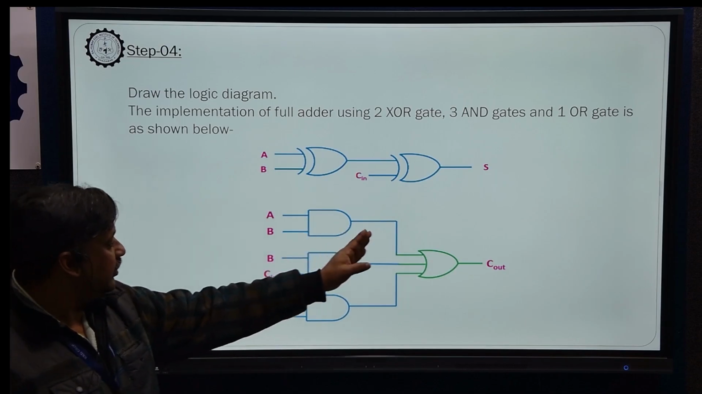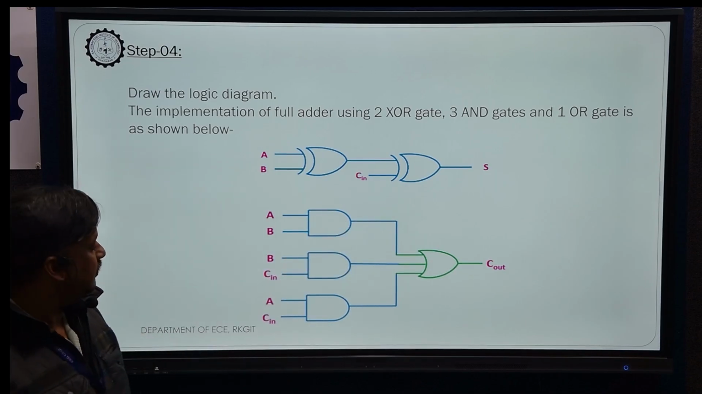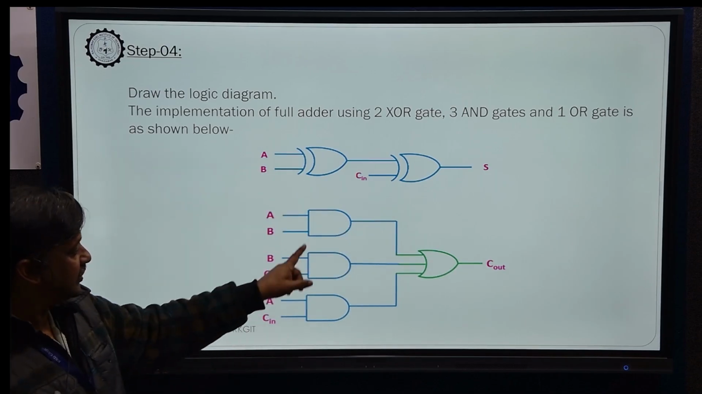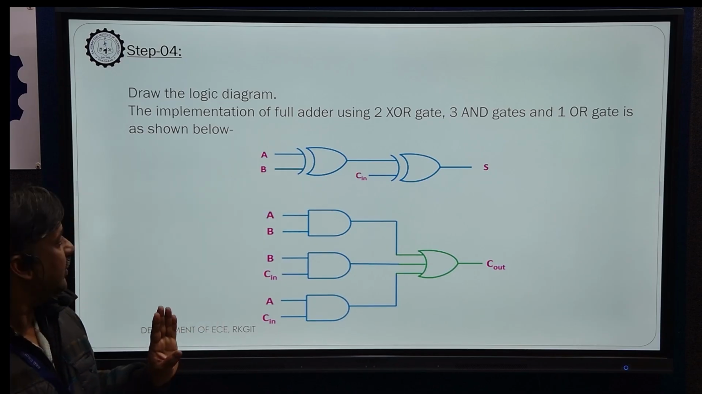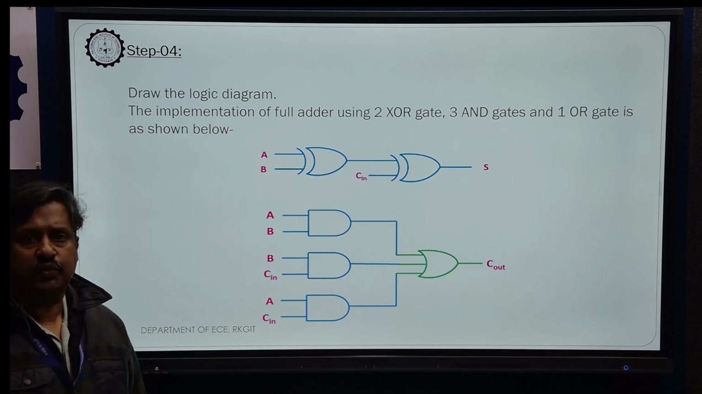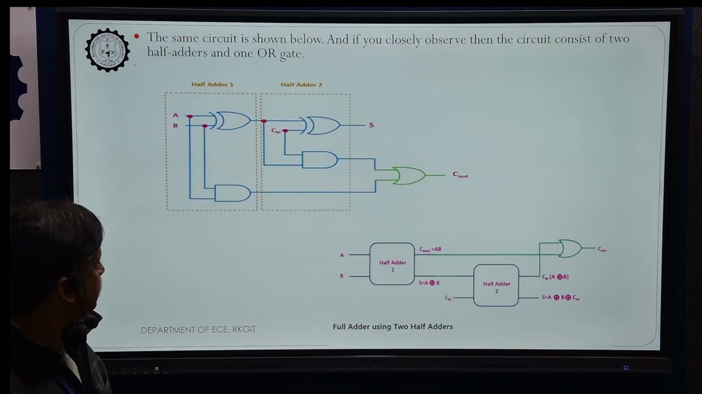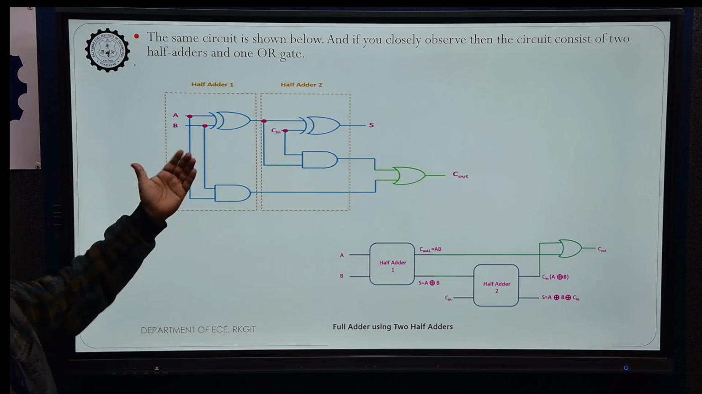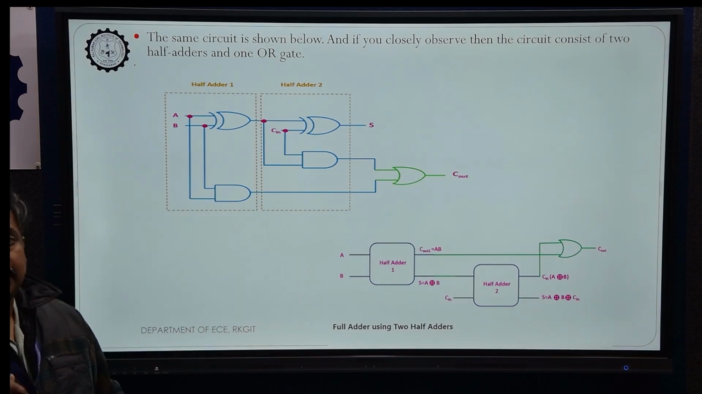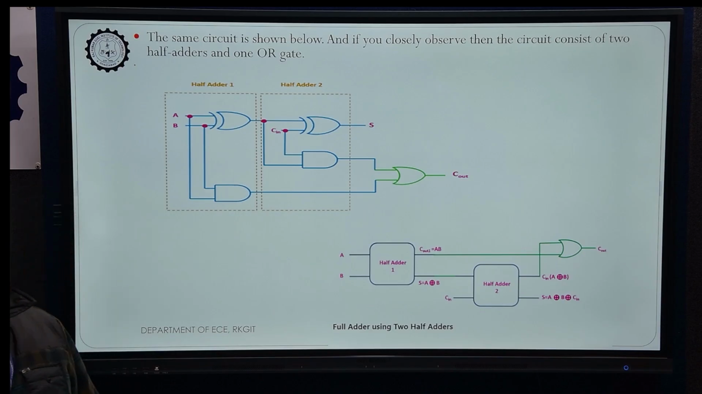Okay, so finally we will obtain AB plus BC in plus AC in. So this is the first method of implementation of carry out, and for sum there is no other circuit because the output is A XOR B XOR C in. Now, why we derived the second form of carry out is explained by this diagram, because the second carry out is (A XOR B) into C in plus AB.